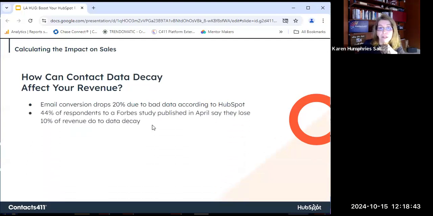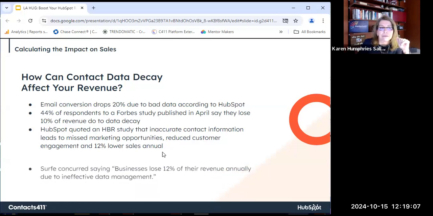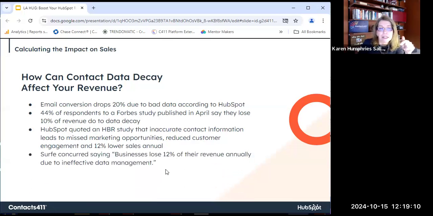A Forbes study that was published in April says 44% of respondents say that they lose 10% of their revenue due to data getting old. HubSpot quoted an HBR study that said inaccurate contact information leads to 12% lower annual sales. Okay, and that's from missed marketing opportunities, reduced customer engagement. Serve, another business that actually helps you validate your emails, concurred by saying that businesses lose 12% of their revenue annually due to ineffective data management.